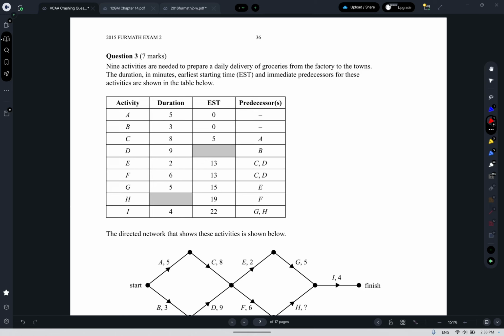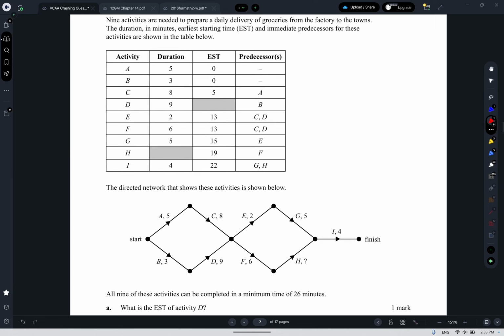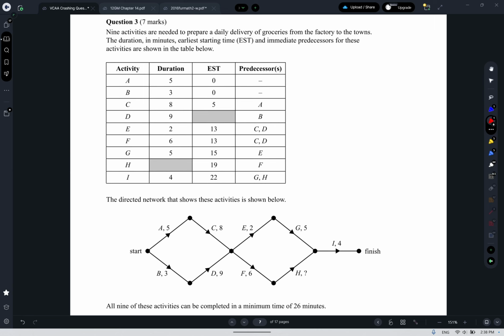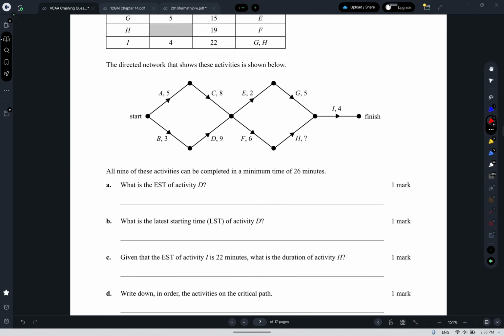So this is the networks question 3. We have a table there with some durations, ESTs, predecessors. We have a diagram, cool. Delivery of groceries from factories to towns and the duration in minutes. So there we go, that's what this is.